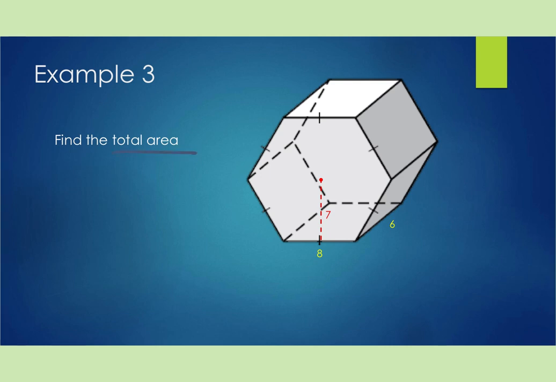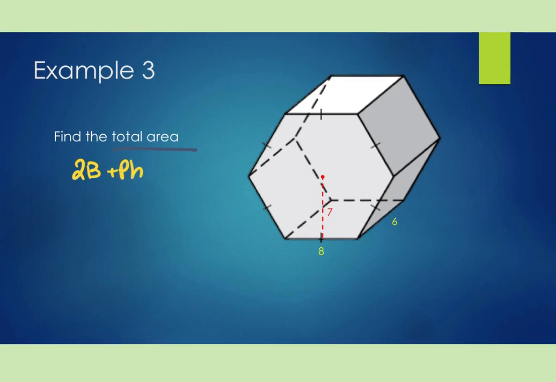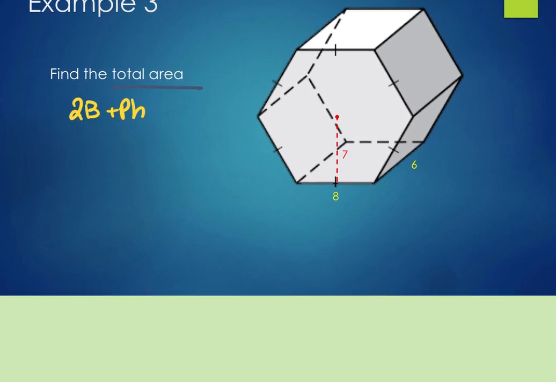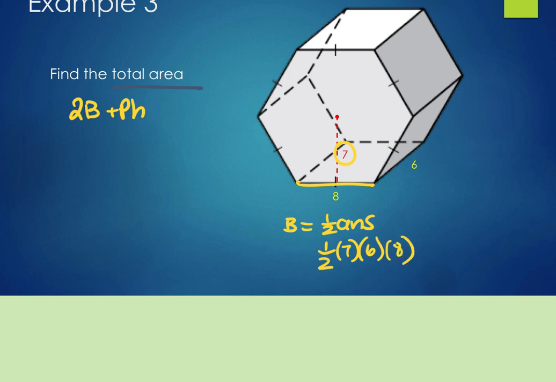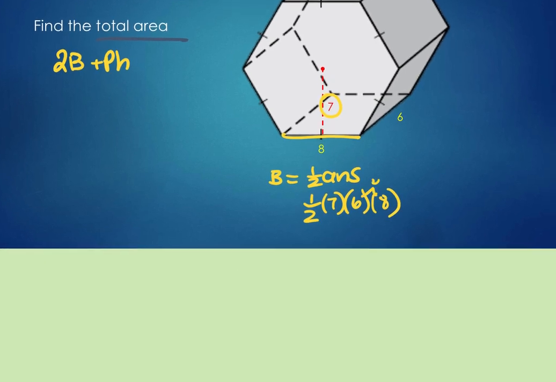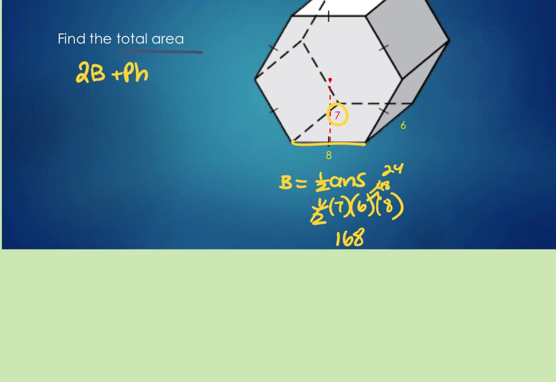So this one goes straight to total area. I want to do 2B plus PH. The base is the hexagon this time. So 1/2 ANS. 1/2 the apothem, which is 7, the number of sides, which is 6, the length of each side, which is given as 8. This is 48. I can cut it in half. That's 24 times 7, or 168.